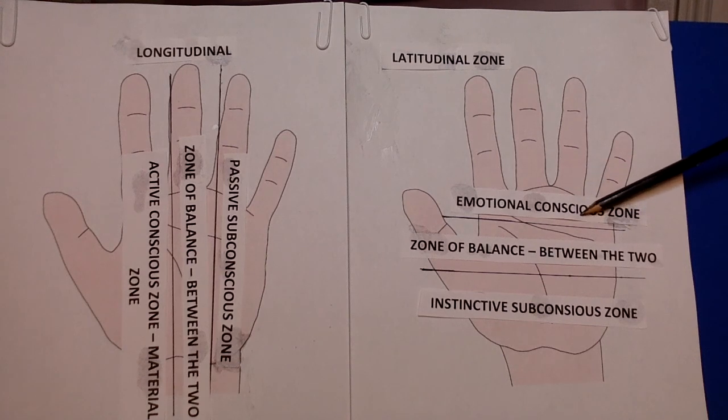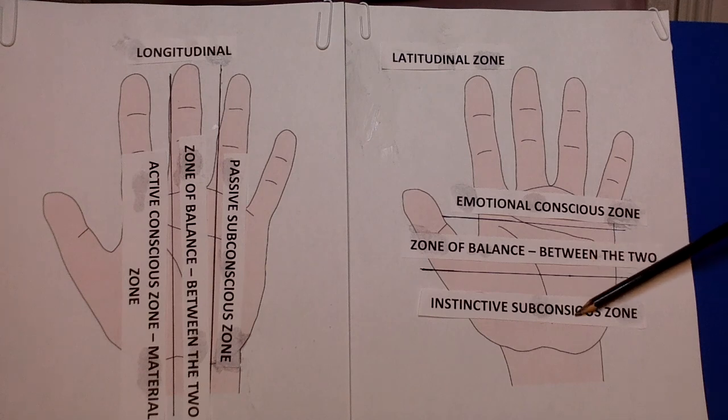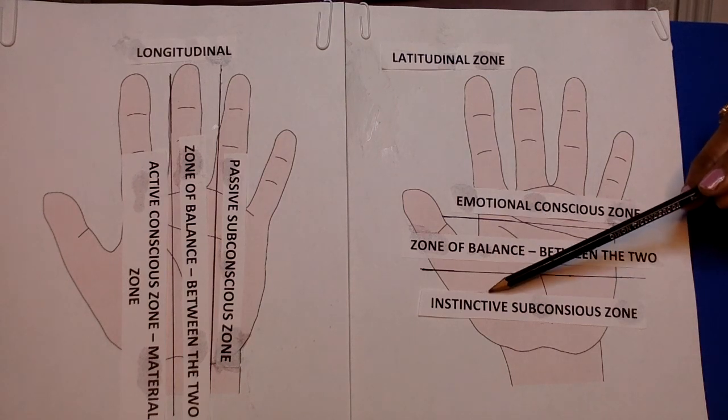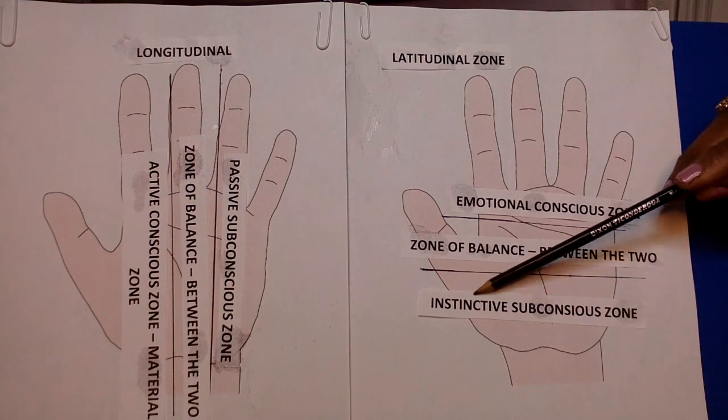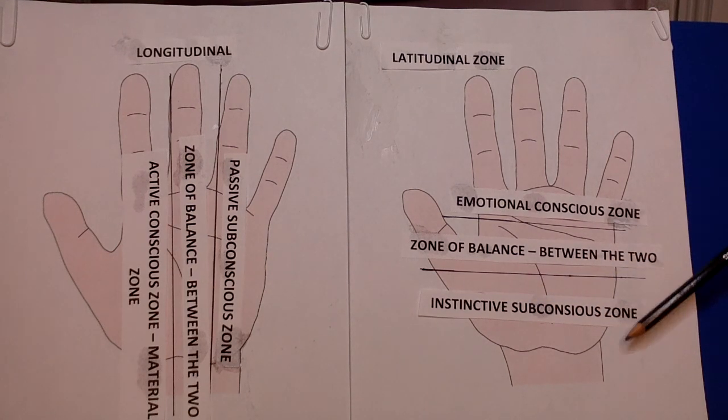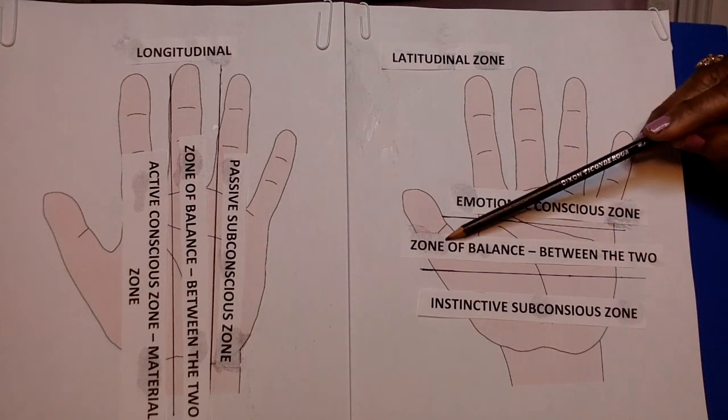All right, let's go on to the lower one, or the one on the end, and that would be the instinctive subconscious zone. This represents the zone of our primary motivating forces. This is the zone of our deepest and most hidden desires. Remember the name, instinctive subconscious. Now, to balance these two, let's go to this one.